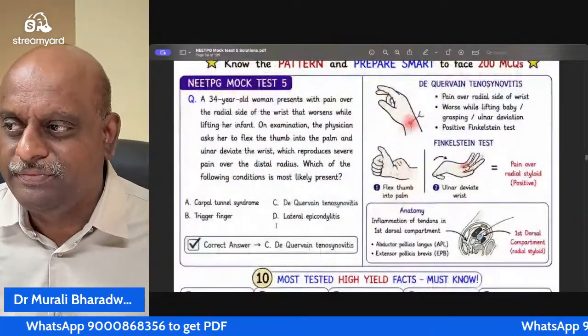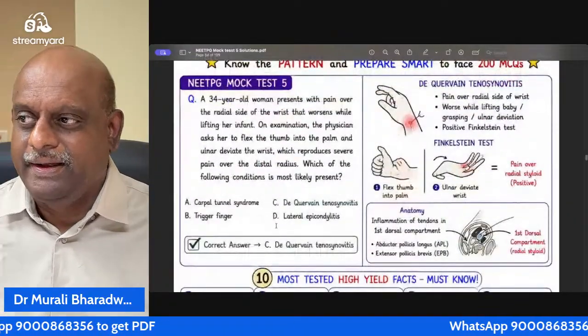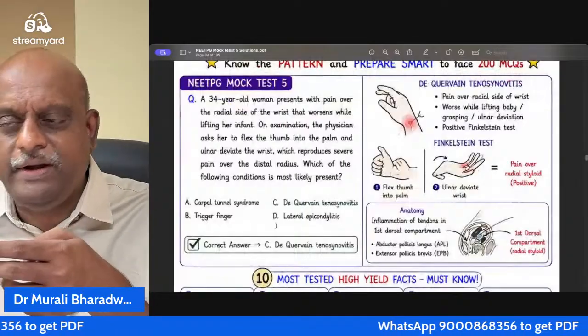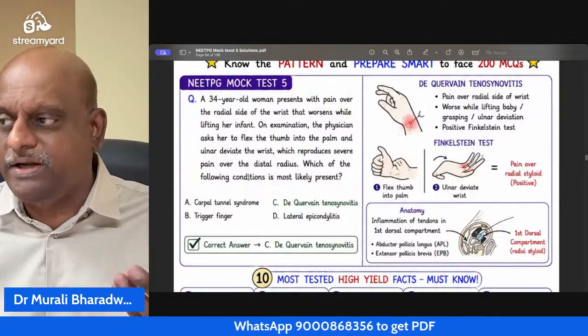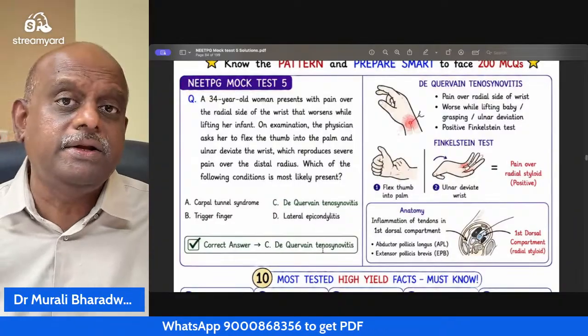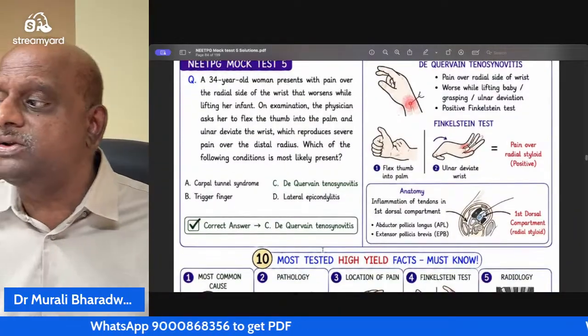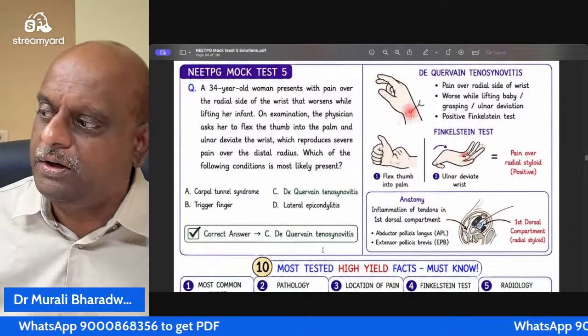34-year-old woman. Physician asked to flex the thumb into the palm and ulnar deviate the wrist, which reproduces the pain over the distal radius. What is that condition, doctor? De Quervain tenosynovitis is what you need to remember.